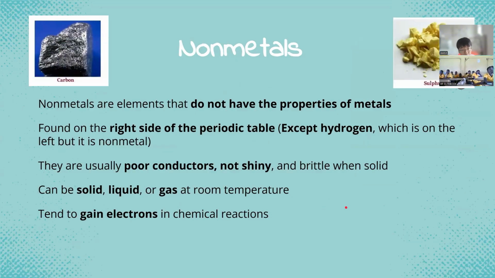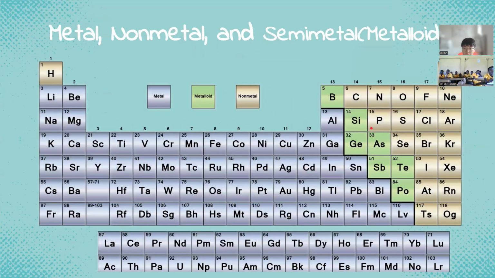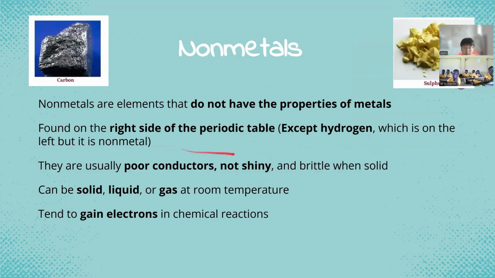So nonmetals are elements that do not have the properties of a metal. Like we can see here, nonmetals are on the right side of the periodic table. Again, like I mentioned, except hydrogen, which is on the left. It's an exception. Nonmetals are very poor conductors. That means they do not pass through heat and electricity.